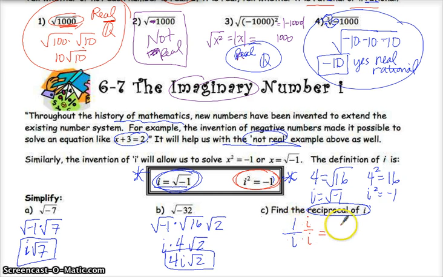So 1 times I is 1I. And then I times I is I squared. But what is I squared? I squared is -1. So guess what the reciprocal of I is? It happens to be -I. So the reciprocal of I is -I.